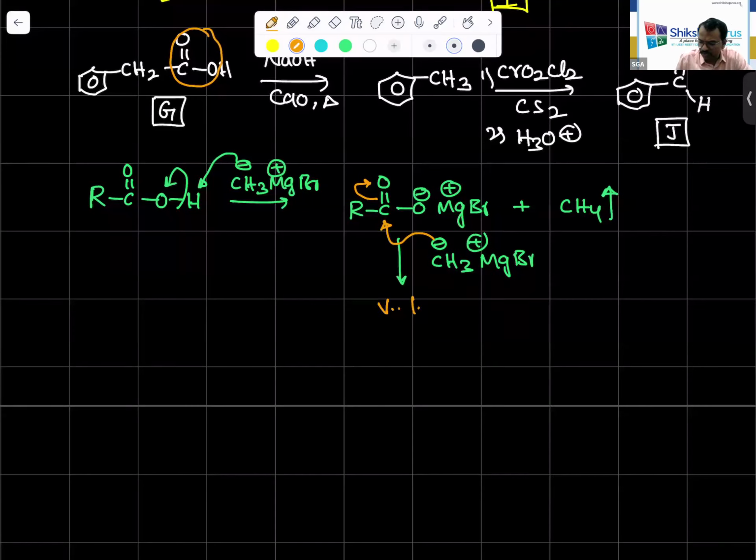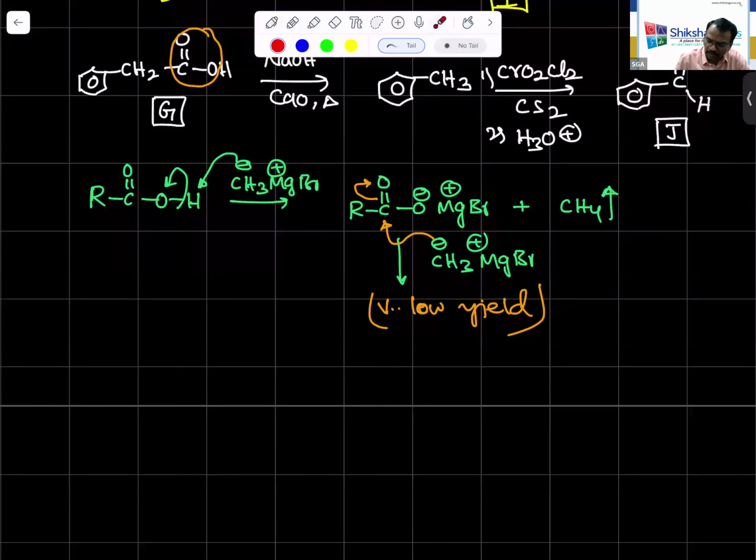But here it produces very, very low yield. That means practically not considerable at all. Of course, theoretically it may produce 1 or 2 molecules, but that is not sufficient. What is the reason? Simple. Between oxygen and magnesium, there is maximum ionic character.